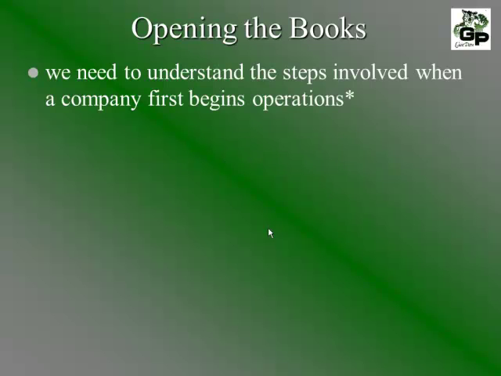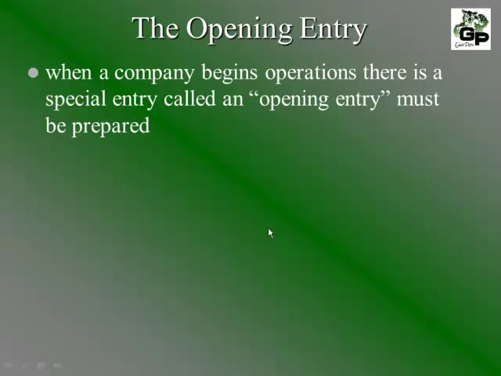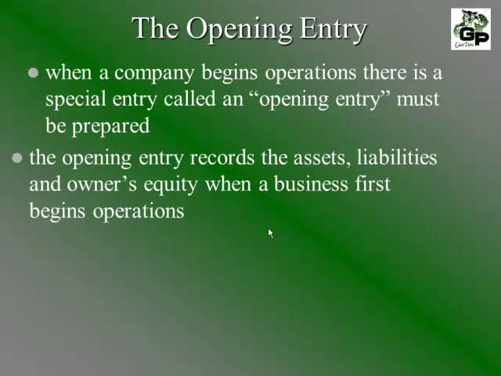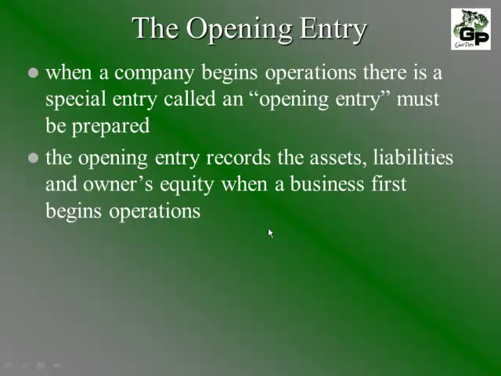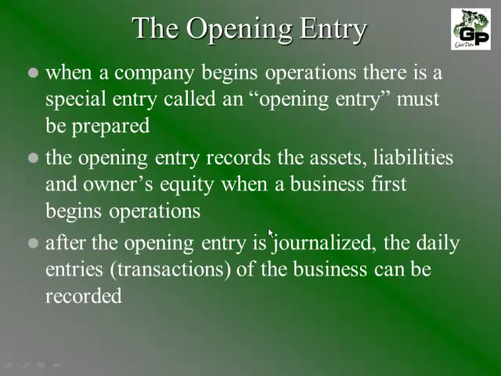Let's talk about opening the books. There are some steps that are involved when a company first begins operations, and this is called the opening entry. When a company starts their operations, there's a special entry called an opening entry, and it must be prepared. It records the assets, liabilities, and owner's equity when a business first begins operations. After the opening entry is journalized, the daily entries or daily transactions of the business can be recorded.